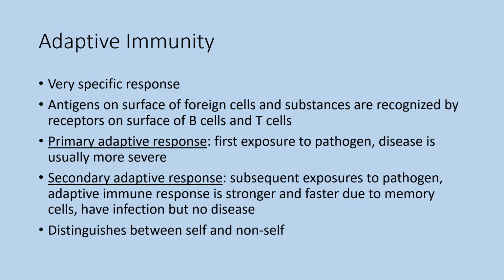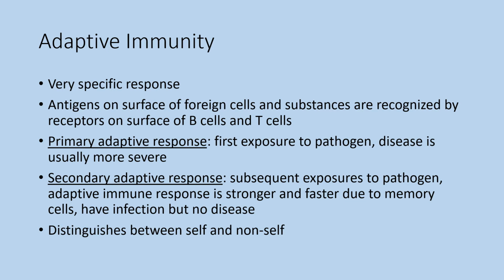Well, that can work, but at the same time now, we're going to also want to activate the adaptive immune system. This is a very specific response. This involves the antigens on the surface of those foreign cells, and you're going to want to recognize those specific antigens. Who's going to recognize them? The B cells and the T cells.